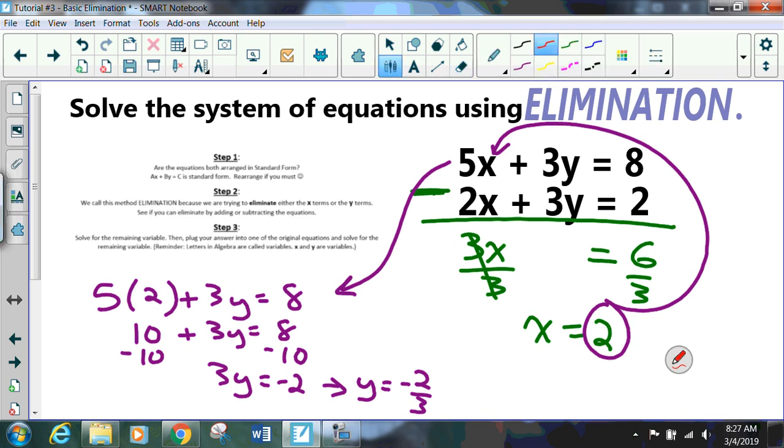It's going to make it a little harder to plug in, but x would equal 2 and y would equal negative 2/3. And if we want to plug that in real quickly, if I plug it into the first equation, that would give me a 10 minus a 2, that is 8, so it does work. All right, so this is pretty straightforward.